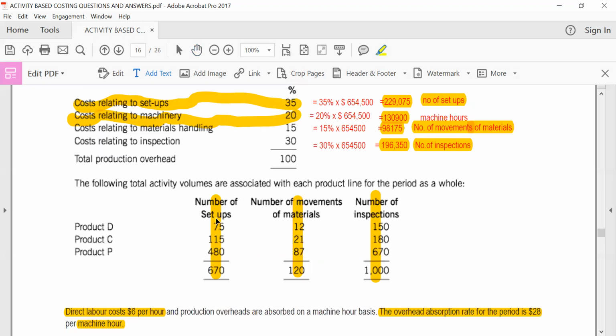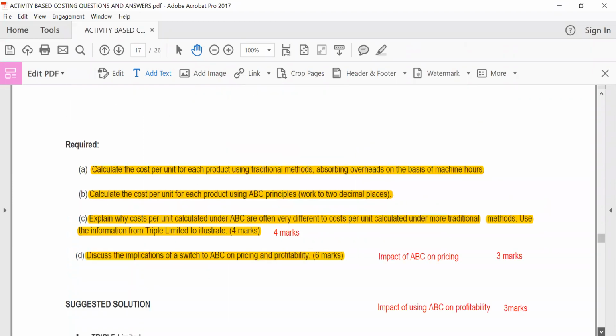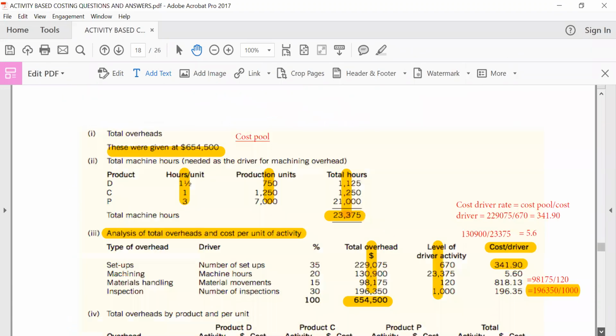The examiner is saying that the cost driver is the number of setups, and the total number of setups is 670. Sorry, the total number of movements in materials is 120. And the last one, and these are all cost drivers. Number of inspections is a cost driver. So here the cost driver is 670. Here the cost driver is 120. Here the cost driver is 1,000. And the 23,375 we got was also a cost driver. So you actually realize that we've computed all those bits, right? So that is why we have these elements over here, right?